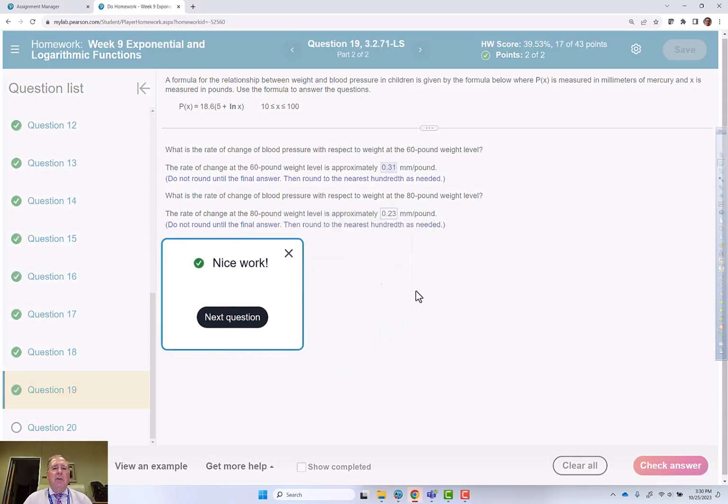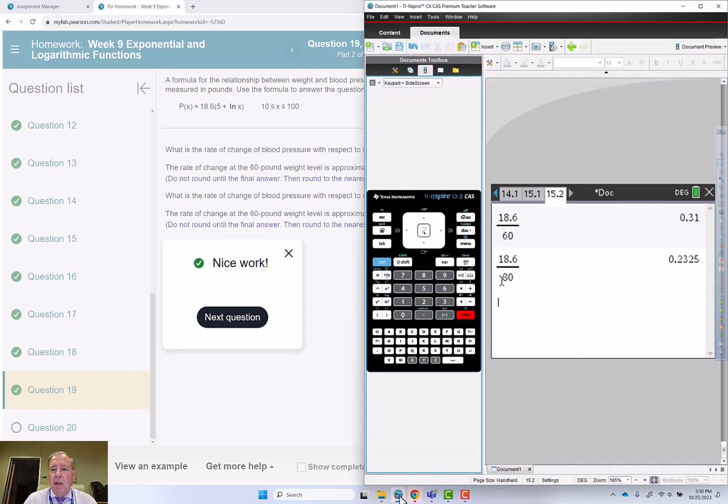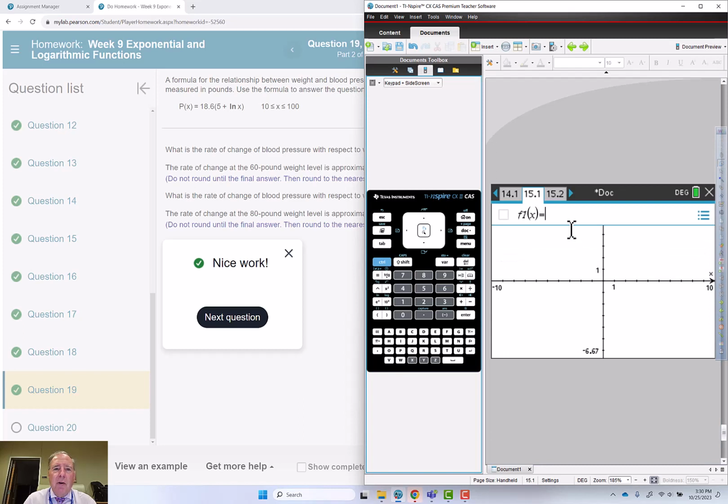And I'm going to show you how to do this another way in the calculator and show you something interesting about the endpoints. So I'm going to go back to the calculator and go to a graph page and put in this function. 18.6 parenthesis 5 plus control e to the x gets me natural log of x. And then I'm going to put in the domain restriction. Control equals such that I'm going from 10 less than or equal to x less than or equal to 100.